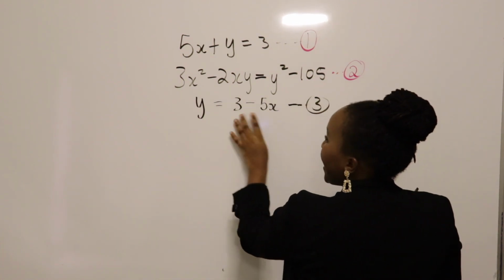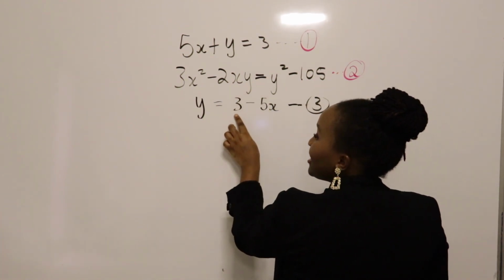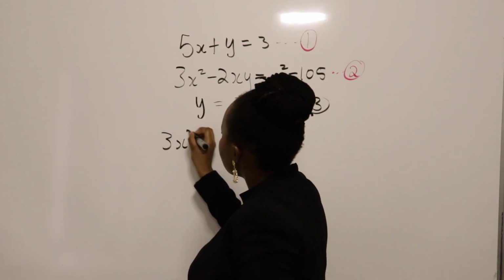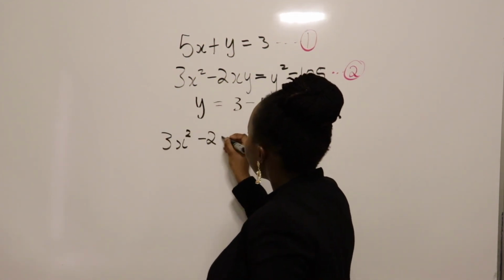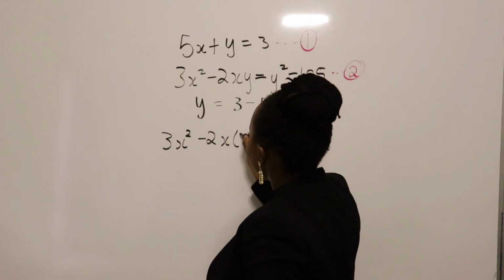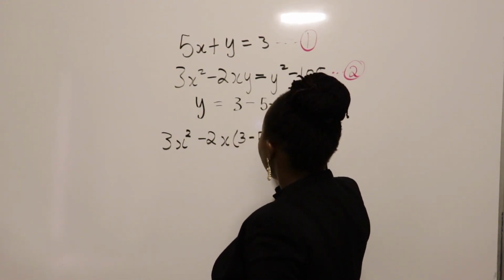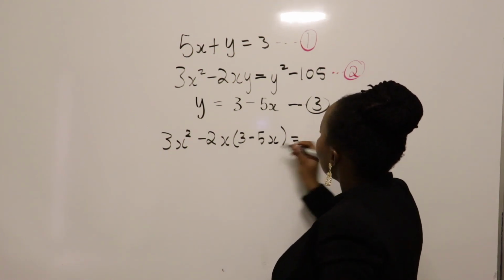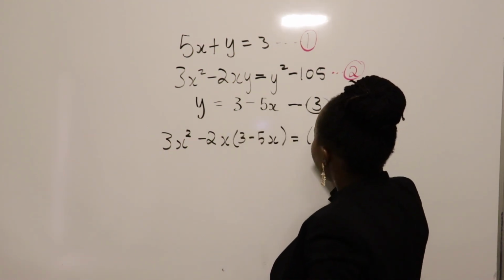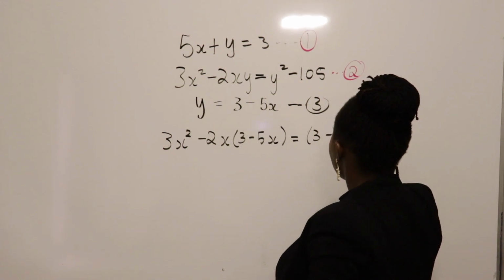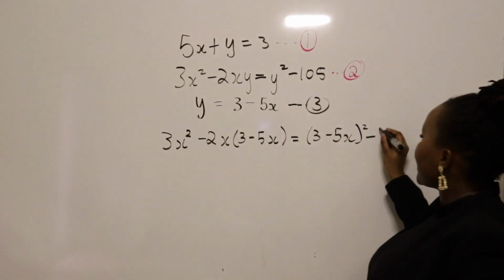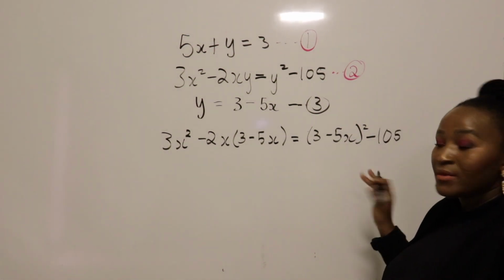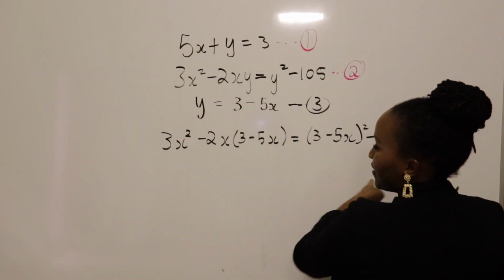So where I see y, I'll put 3 minus 5x. So I'll have 3x squared minus 2x, where I see y, I put 3 minus 5x, equal to my y again, 3 minus 5x all squared, minus 105. Alright, now I need to simplify this.